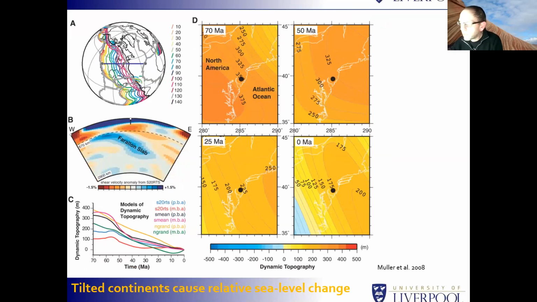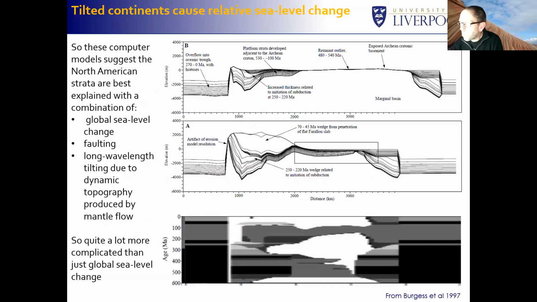And we can model that. This is again modeling I did when I was a postdoc. And the takeaway point is that you get big thicknesses of rock in the Western US, all tilted, all produced when related to that subduction of the Farallon slab under Western North America. So big relative sea level rises produced by this dynamic topography effect, essentially driven by mantle convection.